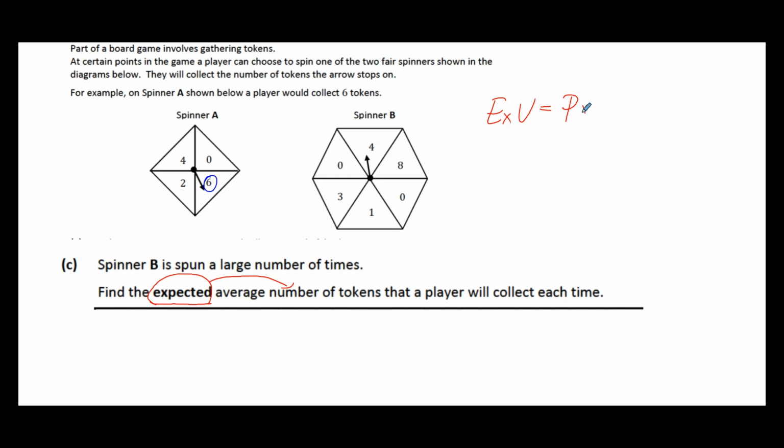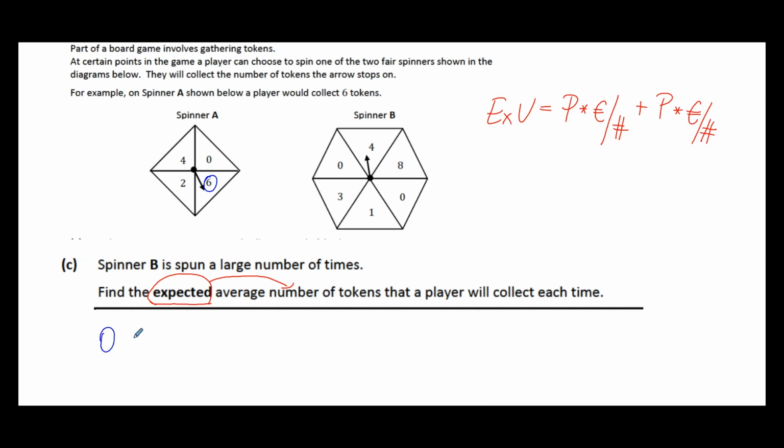We multiply probability by associated either euro with it or the number, isn't it? Plus, and again, probability multiplied by either euro assigned to it or a number. Here we have number of tokens. So first, let's identify for our spinner the probability of each. So let's start from the lowest value.